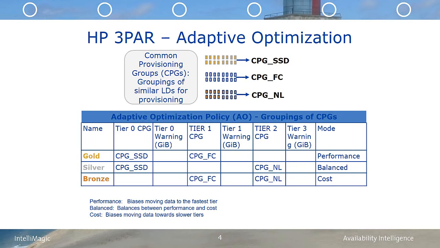In the case of the silver AO policy, we have a mode of balanced, and that's going to instruct the AO policy to distribute the IOs evenly based on the IOPS capabilities of the drives and the space available. The bronze AO policy is set to cost, and that's going to bias towards the nearline tier. There's also a capacity warning that influences the way that adaptive optimization works as well. If the amount of space consumed in a tier exceeds the warning limit, then the AO policy will attempt to move regions from the full tier to any other tier with free space.